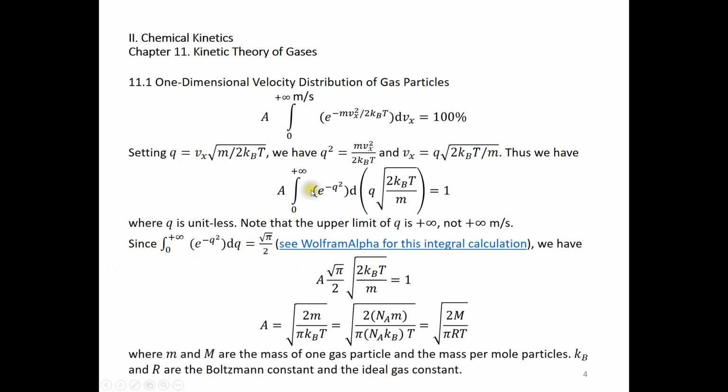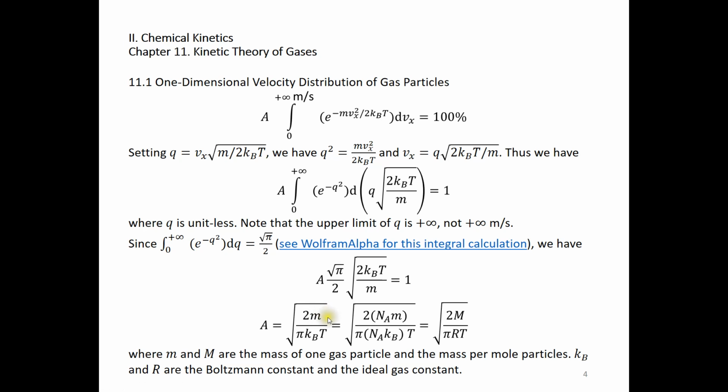Now we just use this integral being the square root of pi over 2 here. And over here we have square root of 2 kB T over m, which is a constant. So we put everything here. Now we can express A as the square root of 2m over pi kB T. This is not very convenient when we do numerical calculations, because this m is the mass of one single atom or molecule in the gas phase.